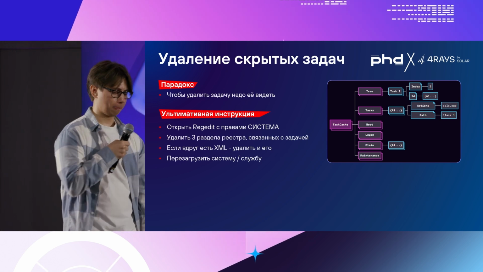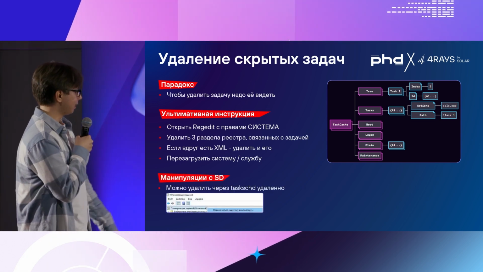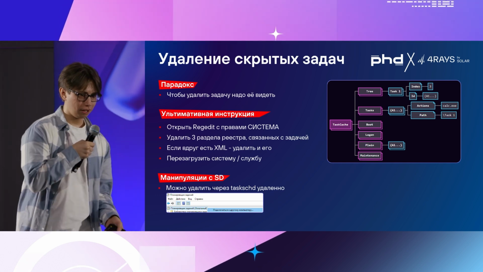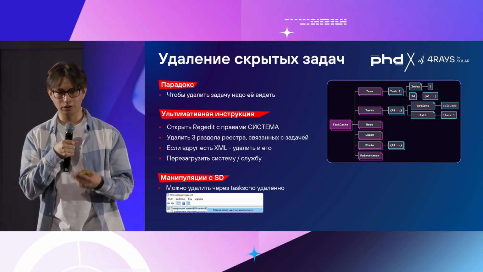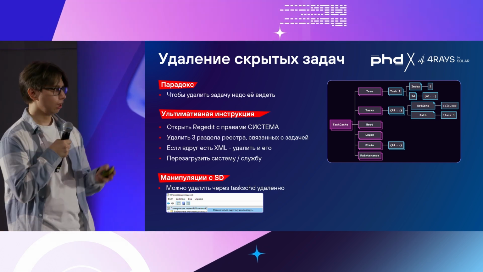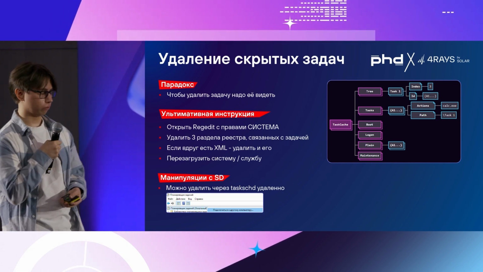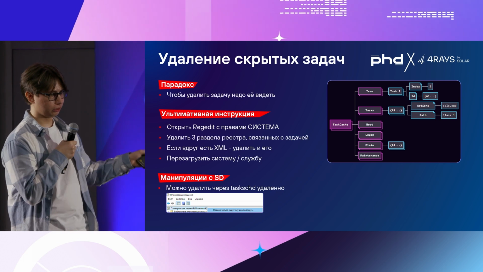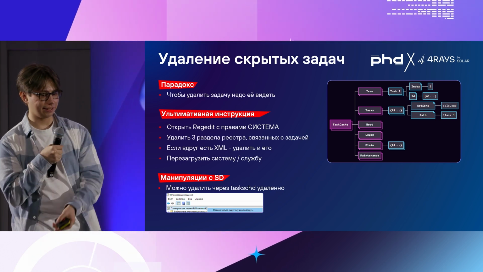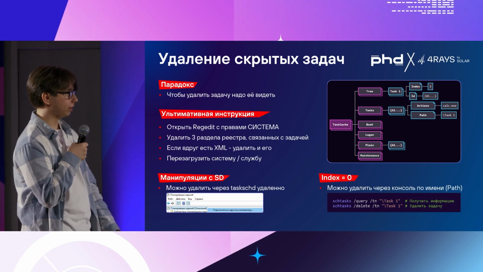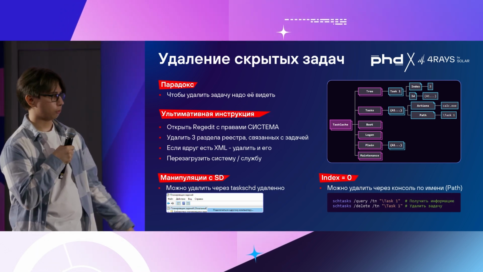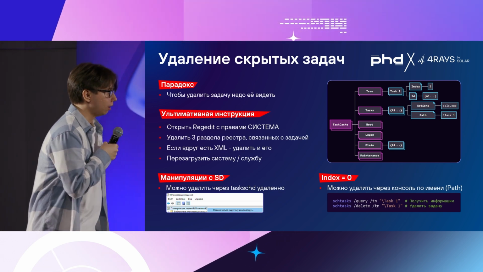But since we're dealing with Windows, even here we have some features. Feature 1: if you have done manipulation with SD, then you can delete this task with the help of the Task Scheduler. It has this functionality. In this case, you will see this task. But it doesn't work in cases where it's hidden with the help of the index value. But the index has its own value. It can be deleted directly with the help of the console, and not only deleted, but you can also see what it does.